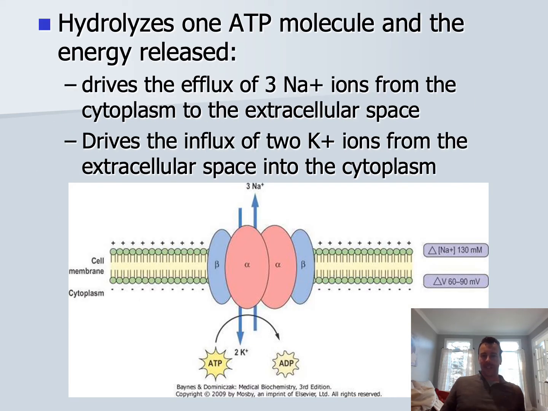It hydrolyzes one ATP molecule, and the energy release drives the efflux of 3 sodium ions from the cytoplasm to the extracellular space, and in turn the influx of 2 potassium ions from the extracellular space into the cytoplasm.